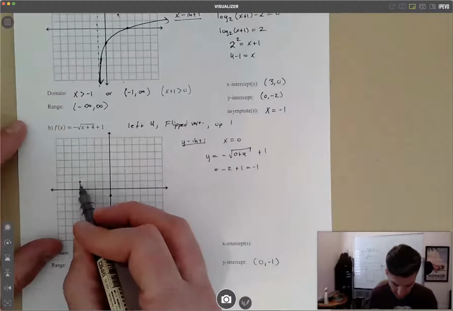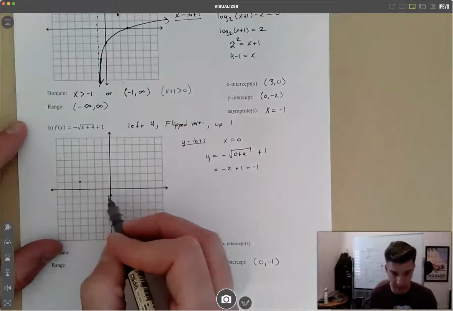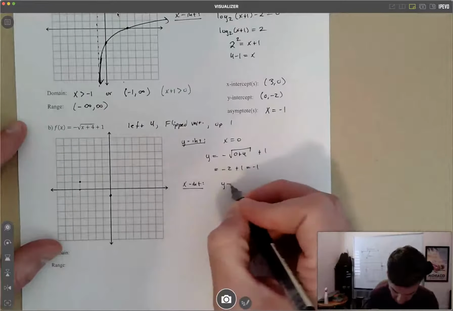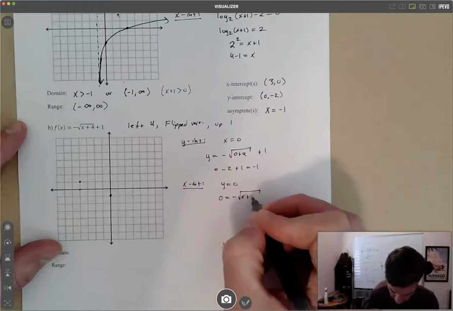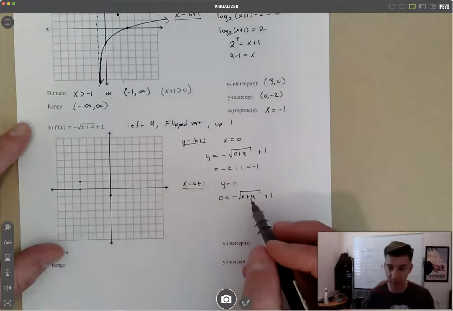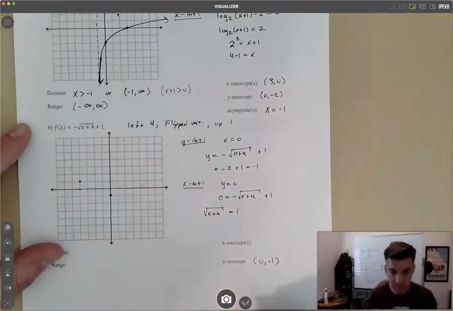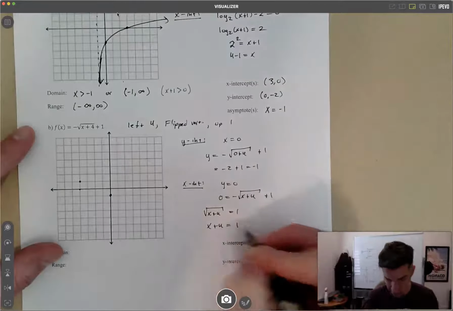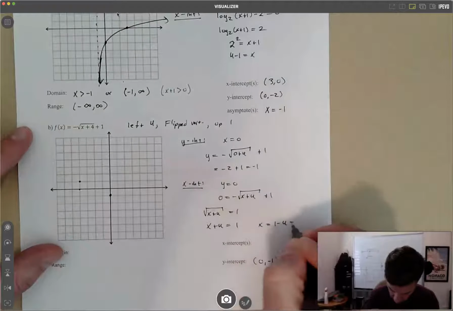The x-intercept is probably going to be somewhere between -4 and 0, because from here to here we cross the x-axis. If I set the whole thing equal to 0, I get 0 equal to negative square root of x plus 4, plus 1. My way of solving this would be to add the square root of x plus 4 to both sides. So I have the square root of x plus 4 equal to 1. Square both sides, you get x plus 4 equal to 1 squared, which is still 1. Subtract 4, and you get x equal to 1 minus 4, which is -3.